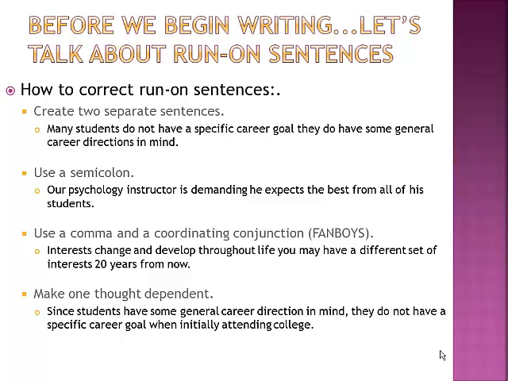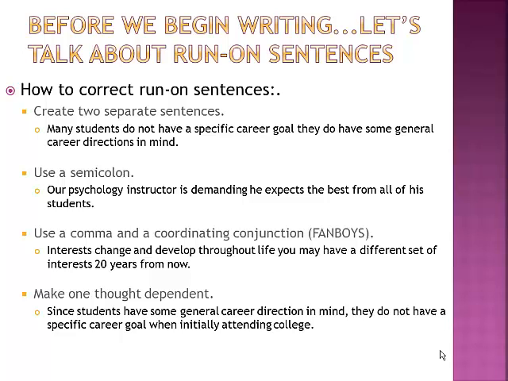So here, I actually rewrote a sentence using a subordinating conjunction to start it. It says, "Since students have some general career direction in mind, they do not have a specific career goal when they initially attend college." So I've been able to use a subordinating conjunction and a comma to correct the sentence.